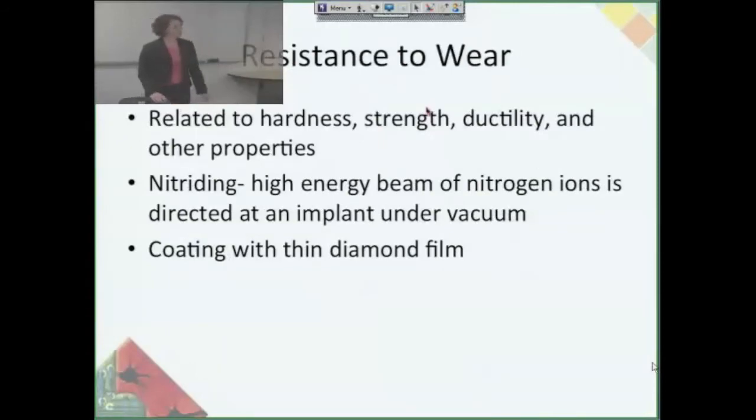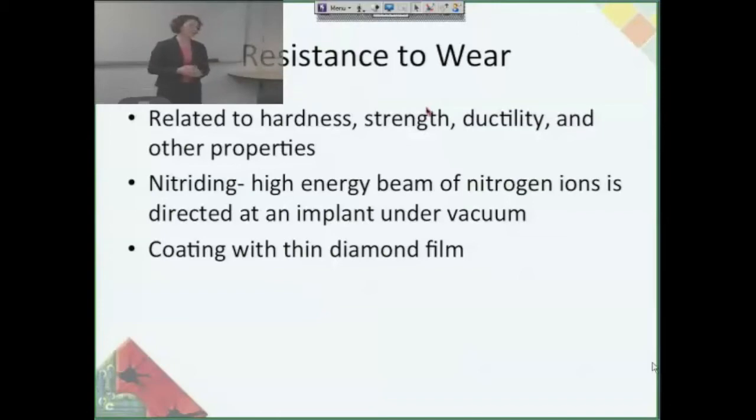So resistance to wear of metals is related to hardness, strength, ductility, a lot of things. There are some coatings or surface treatments that you can do to increase the resistance to wear, like nitriding, where you basically shoot a high energy beam of nitrogen ions onto the surface, and that increases the hardness, or you can coat with a thin diamond film.